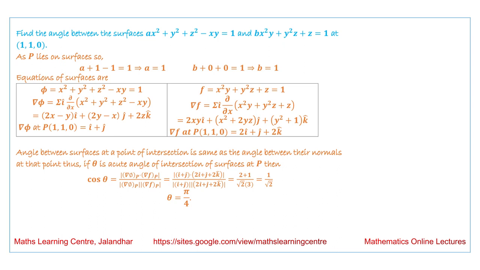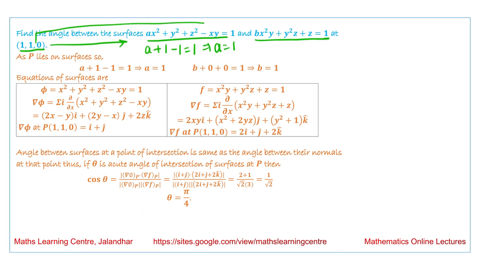Next is find the angle between the surfaces this and this at the point 1, 1, 0. So clearly both these surfaces intersect at this point. So this point will satisfy both these equations. So we get a plus 1 minus 1 is equal to 1. So this implies that the value of a is equal to 1. This point also satisfies this equation, so we get b plus 0 is equal to 1. This implies b is equal to 1.